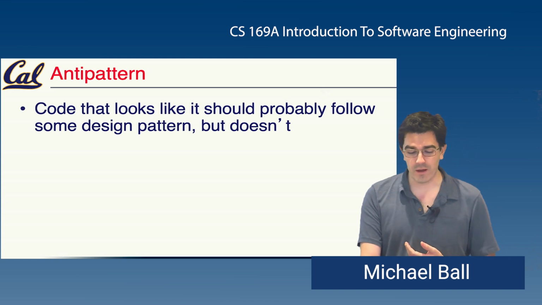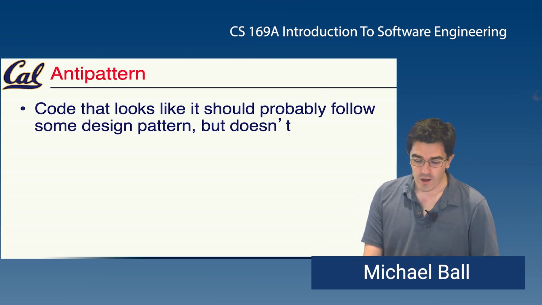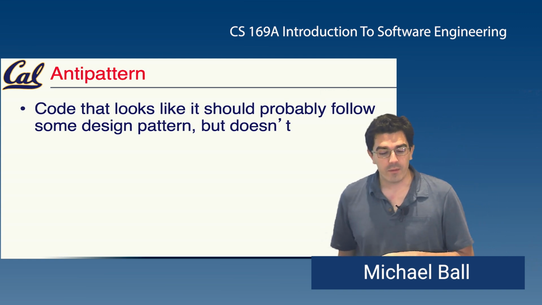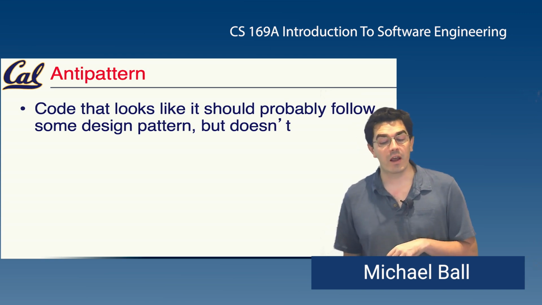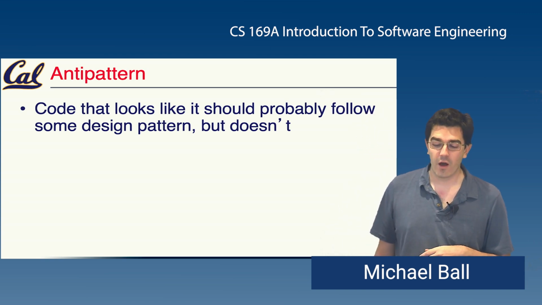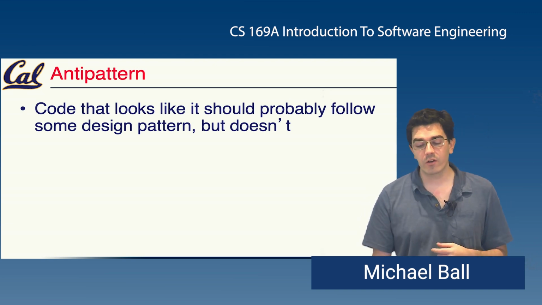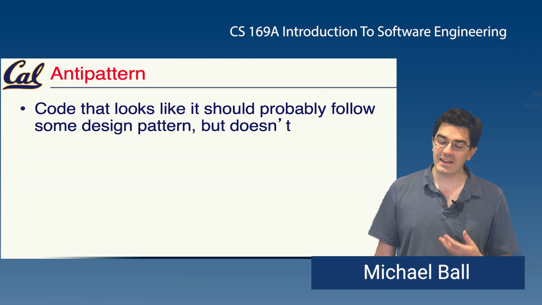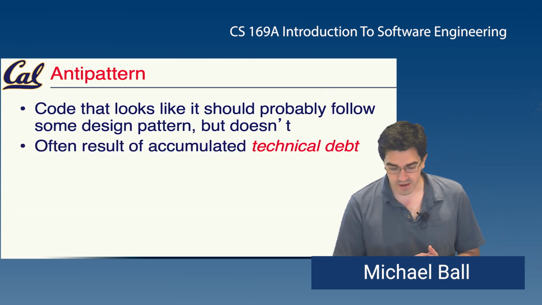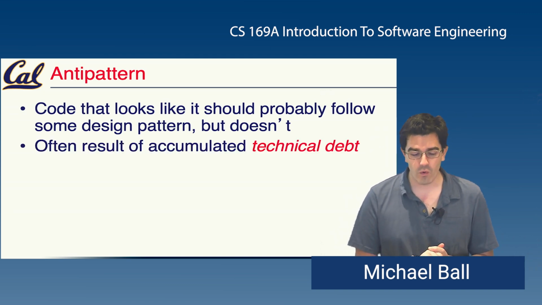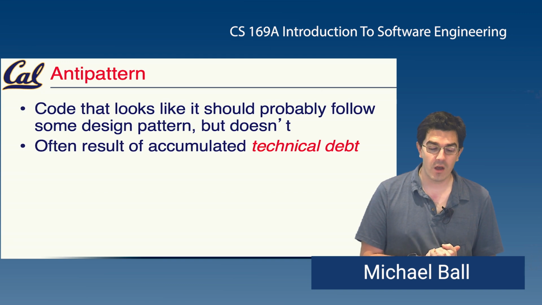Within any sort of design pattern, there are anti-patterns. There are ways to think about code that looks like it should probably follow some design pattern, but doesn't, which is an anti-pattern. And how you spot this, we'll talk about. But things that get close but not quite, or stuff that is needlessly complicated, will hopefully stand out to you over time.